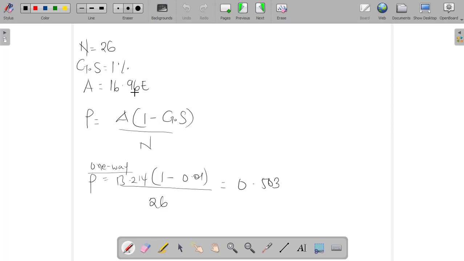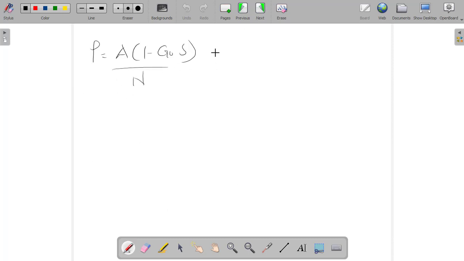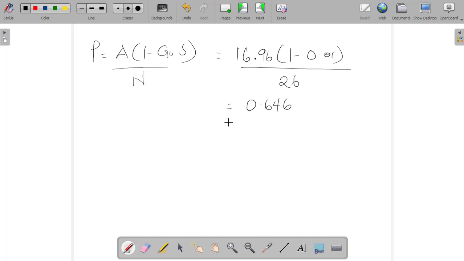Then for the two-way system, using the same formula, from our calculation we had our traffic intensity equal to 16.96 erlangs, and the same capital N equals 26. So we have 16.96 multiplied by 1 minus 0.01, divided by 26, and we shall have 0.646 as our simplified answer.